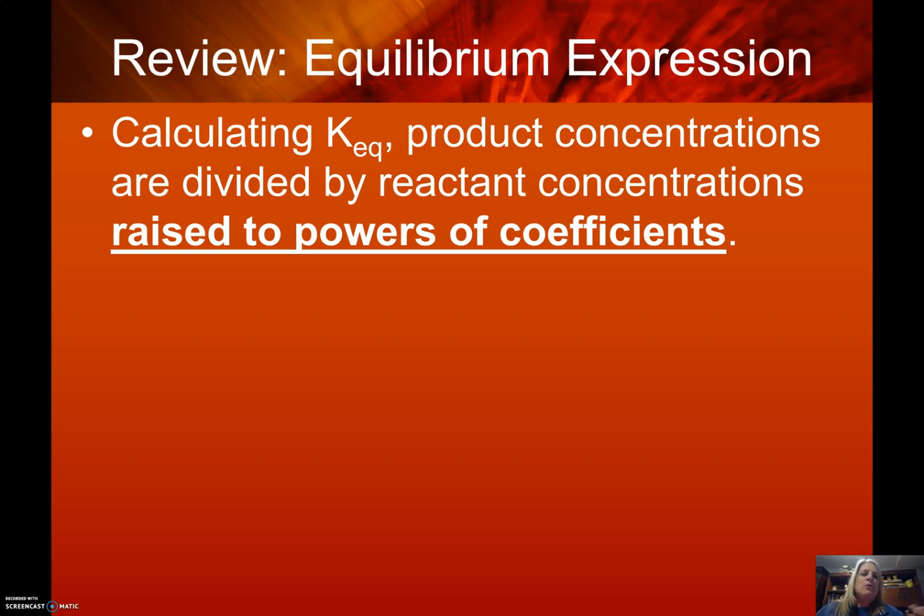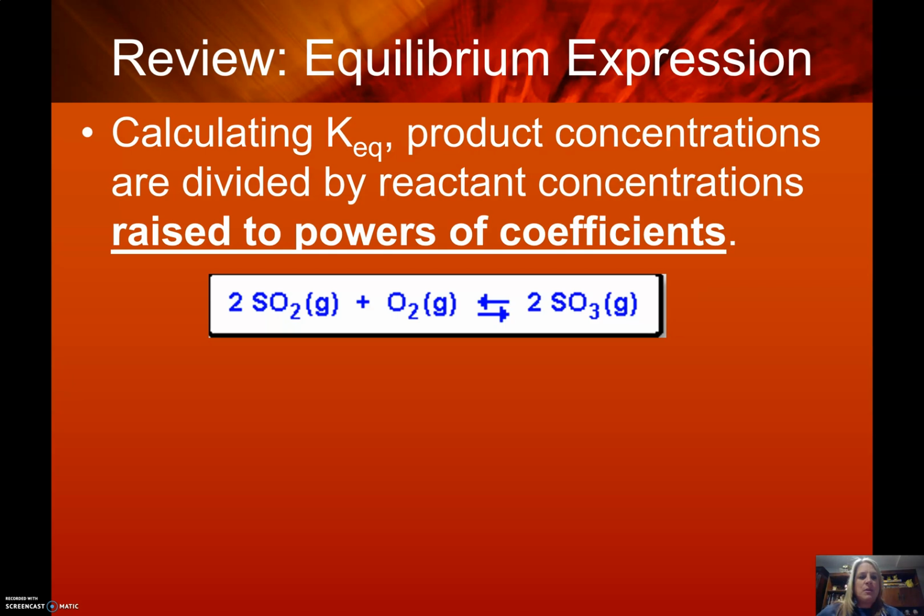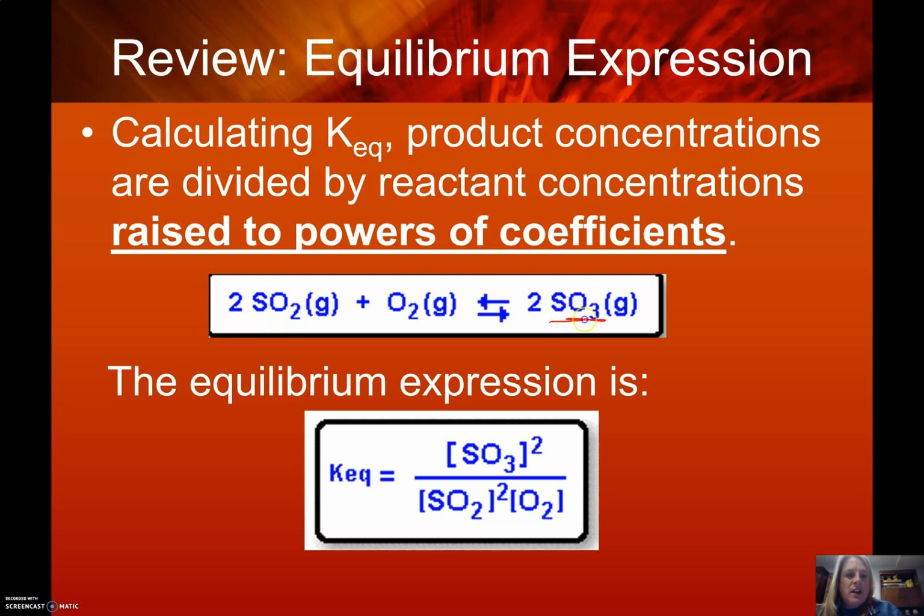Remember in our last video when we wrote our equilibrium expressions, it was always the product concentration on top. We divided by our reactant concentrations, those were on the bottom, and they were always raised to the power of their coefficient. So for example, this was one of the reactions we did, and when we wrote the equilibrium expression, we put the product on top raised to the power of the coefficient, divided by the concentration of the reactants on the bottom. So again, raised to the power of their coefficient.